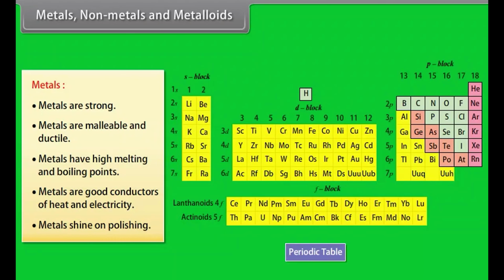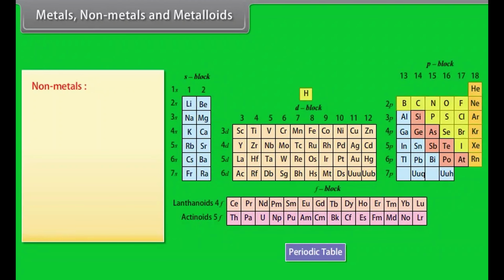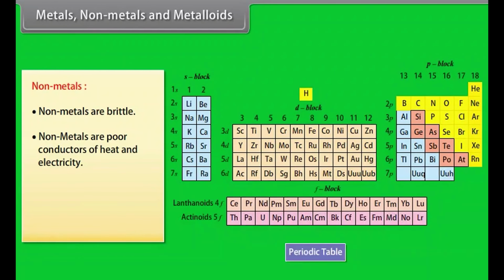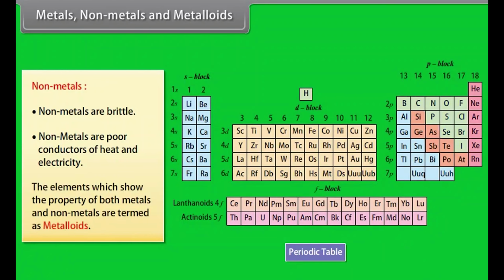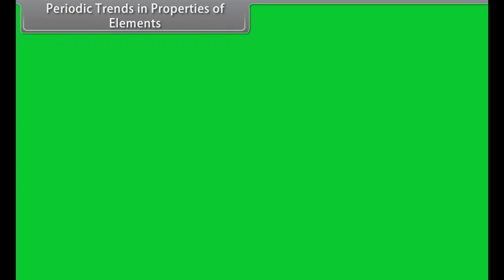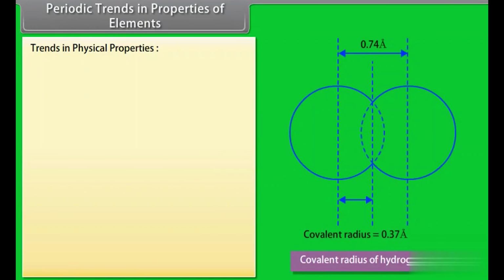Metals shine on polishing. Non-metals. Non-metals are brittle. Non-metals are poor conductors of heat and electricity. The elements which show the property of both metals and non-metals are termed as metalloids. Periodic trends in properties of elements. Trends in physical properties. A.